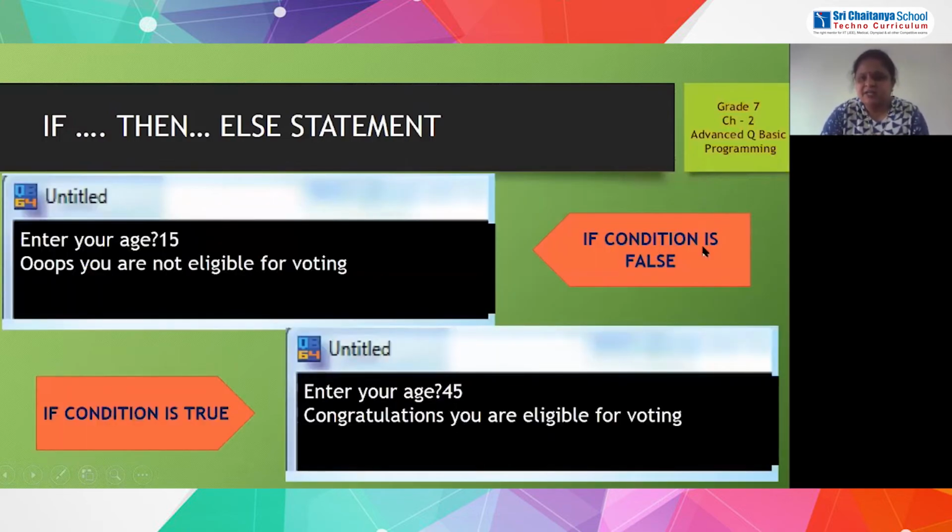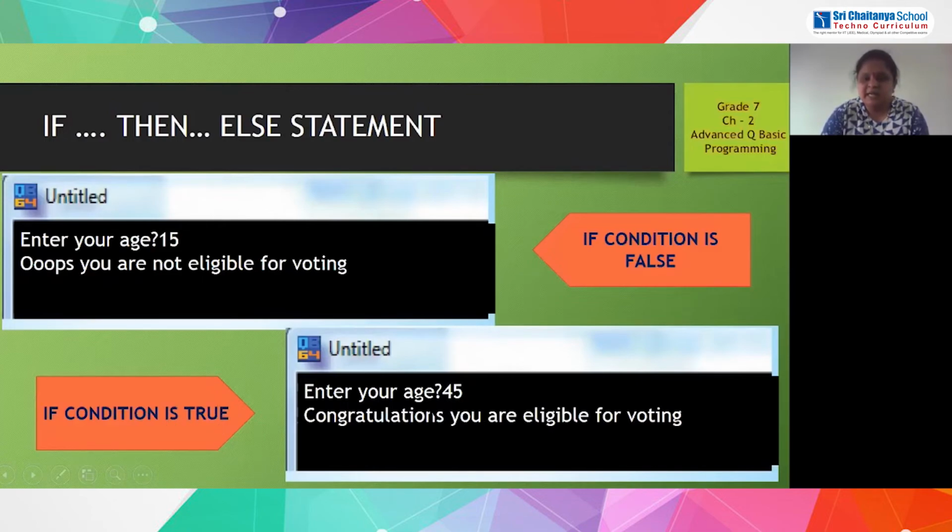If the condition is false, here you can see the output. The user has entered the age as 15. Then what message is displayed? "Oops, you're not eligible for voting," because of the same print command I have written in the program. If the condition is true, then what will happen?